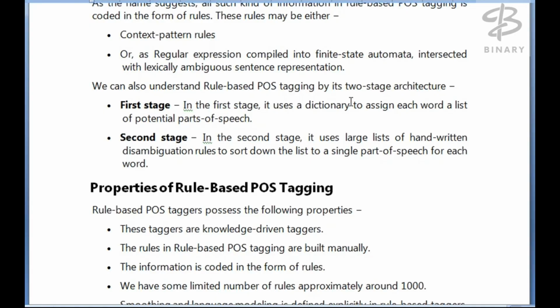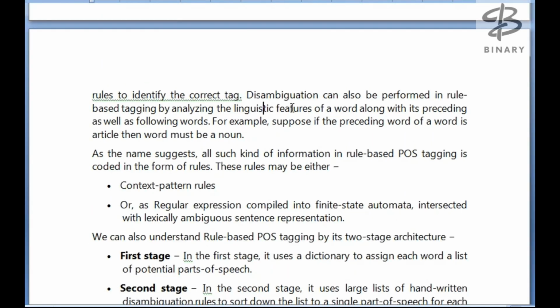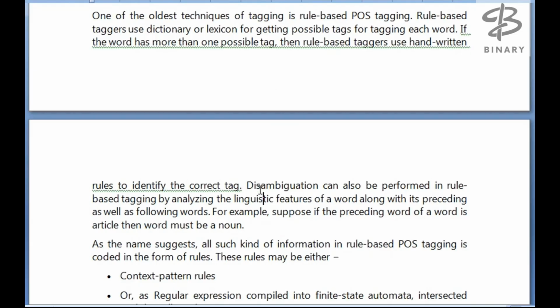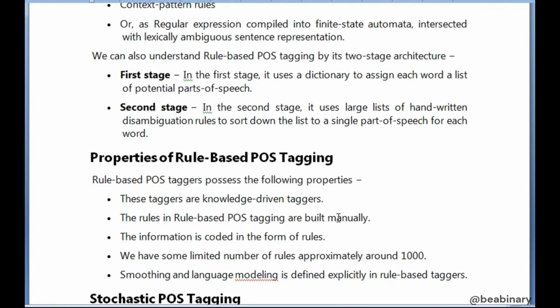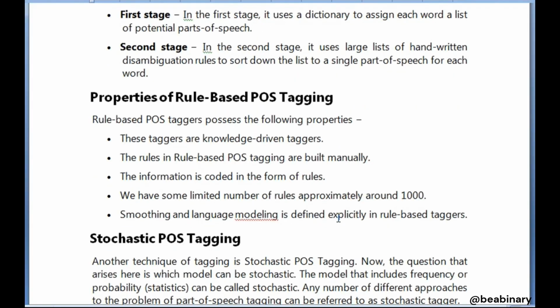Okay, so in the first stage, as shown, we use dictionaries. And then if there is ambiguity, we use the second stage with the handwritten rules. So in rule-based POS tagging, in the first stage and second stage, we know that a dictionary is used, and handwritten disambiguation rules are there. So there are some properties for applying rule-based POS tagging.